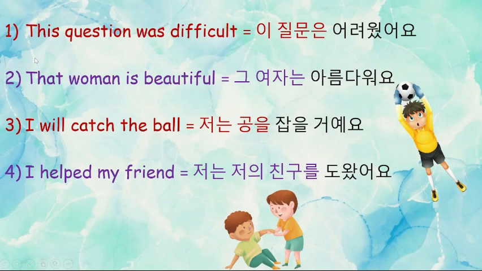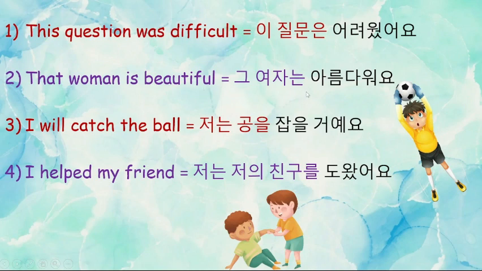First one is the sentence, this question was difficult. In Korean, it will be written as 이 질문은 어려웠어요. 이 means this, 질문 means question, and to be difficult is 어렵다. ㅂ irregular अप्लाई होगा. पास्ट टेंस में कॉन्जुगेशन है. ㅂ का क्या हो गया? 우. 웠어요. 어려웠어요.